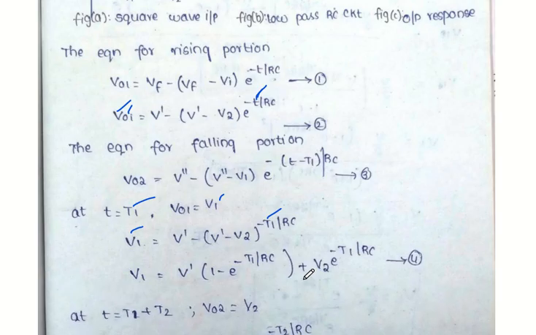Okay. Next, therefore V1 is equal to V dash. This is the V dash term, and this is the V dash term. So from these two terms, take V dash as common. Therefore V dash into (1 minus e power minus t1 by RC) plus V2 into e power minus t1 by RC. That is represented with equation number 4.